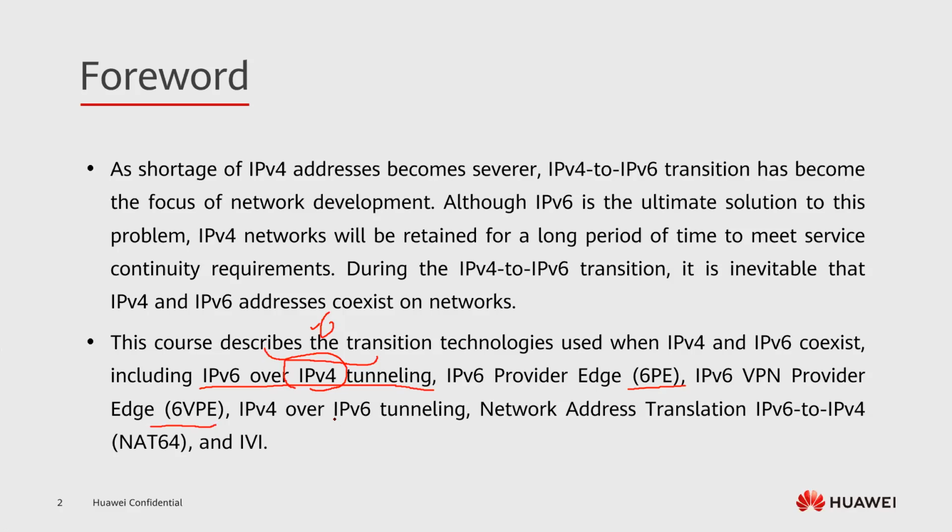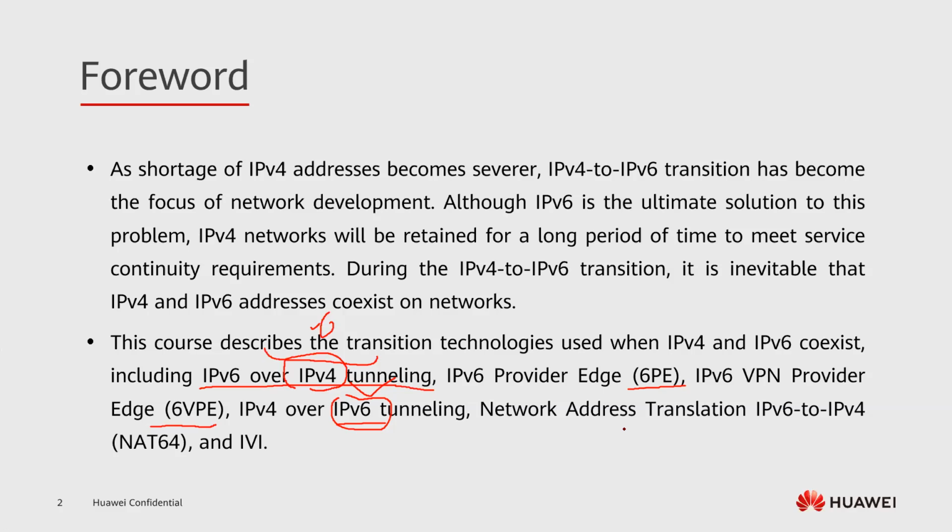Another kind of tunnel is the v4 over v6. This tunnel we will use in the later stage of the changing time. That means you have already established the v6 network, but you still have some existing v4 applications that need to be accessed by internet v4 users. So in this scenario, you need to use the v6 network as an overlay to transport the v4 traffic.